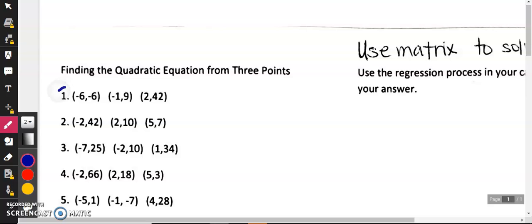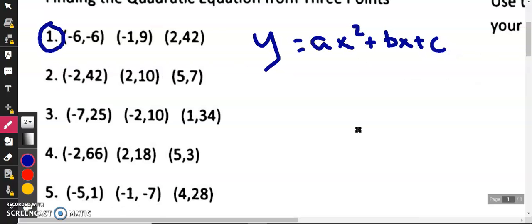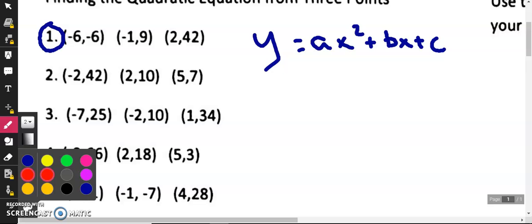So I'm going to look at this first one here, and we're going to be writing the equation in standard form because, again, we do not have the vertex. So we know our standard form is y equals ax squared plus bx plus c. And we know that each point we were given represents a possible value of x and y. So what we're going to do is take each of these 3 points and plug them in to that standard form equation.